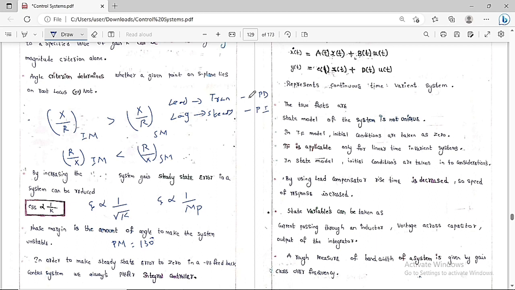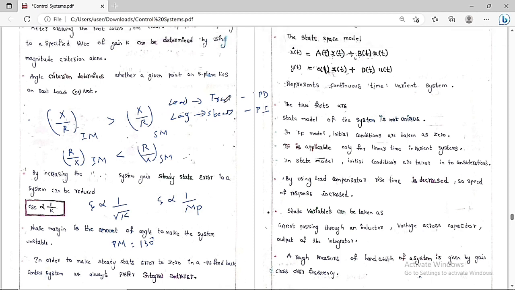So we can say that lead compensator is always used to improve the transient response, which decreases the rise time, so bandwidth will increase, and it is basically a PD controller. Similarly, lag compensator is basically used to improve the steady state response.